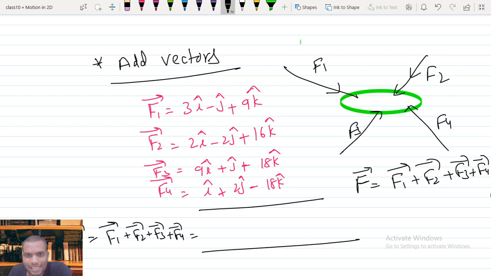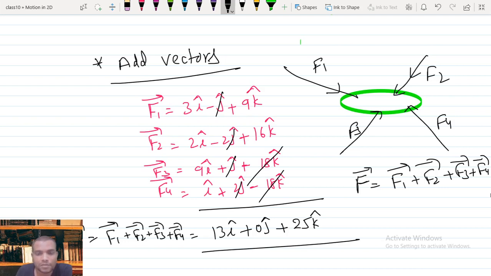So first I will add all these k terms. Minus 18k plus 18k both get cancelled, and these two will be added up. So 16 plus 9, I will get plus 25k cap. And when it comes to j, minus j and minus 2j equal minus 3j, and plus j and plus 2j, so this total is cancelled. So here you get 0 j cap. And when it comes to i cap, 9 plus 1 is 10, 10 plus 2 is 12, 12 plus 3 is 13. So 13 i cap.